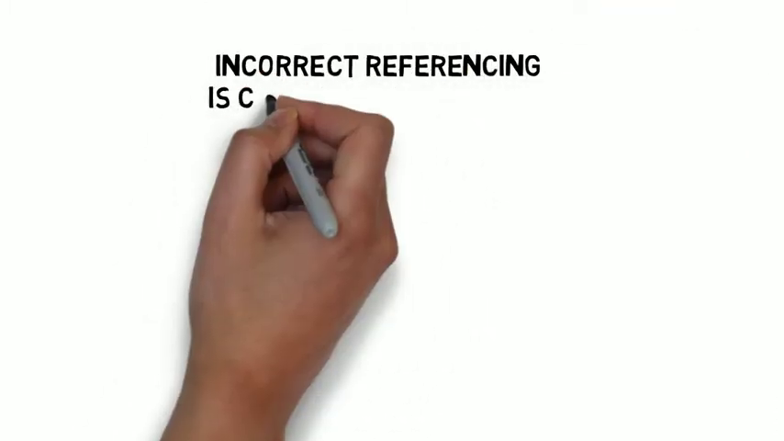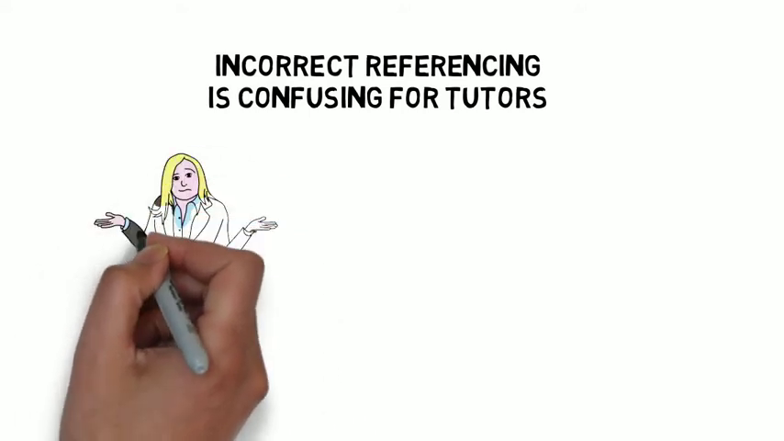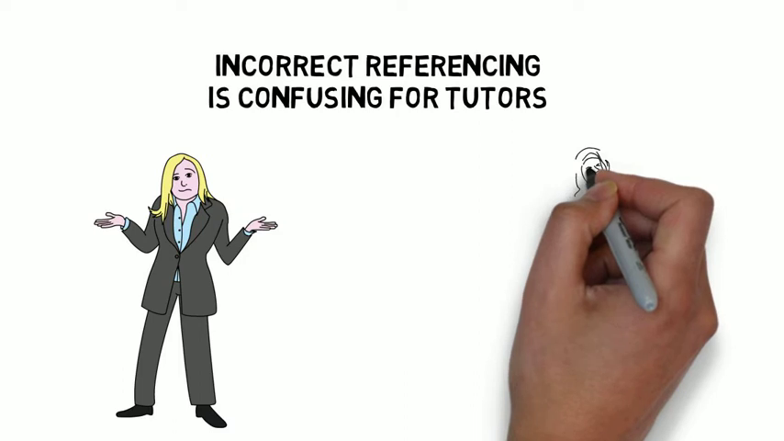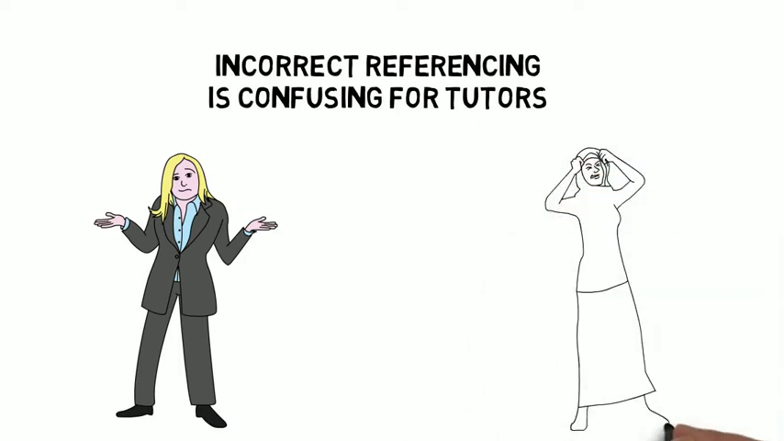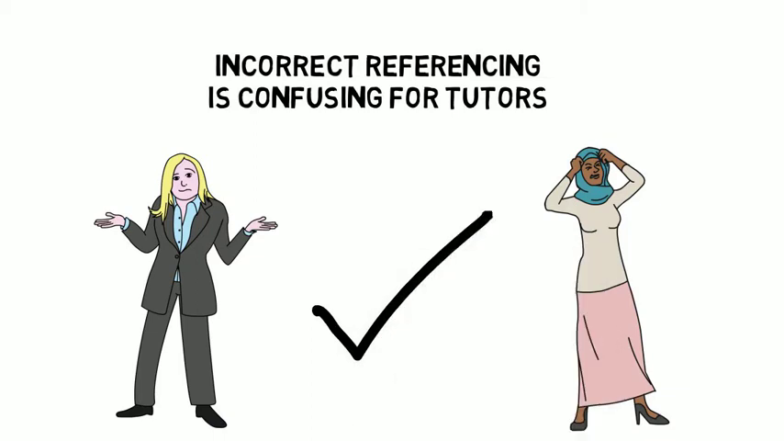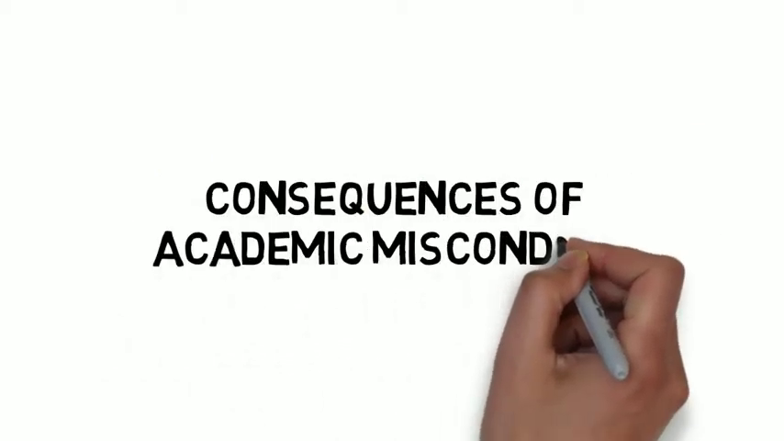Incorrect referencing results in it being impossible to tell which ideas come from the student and which from other authors. Remember, the whole point of referencing is to help the marker or reader find the sources you are using in case they want to understand more. Also, referencing correctly usually has marks attached to it in the marking scheme, so you can get higher marks by referencing correctly. So what are the consequences of academic misconduct?